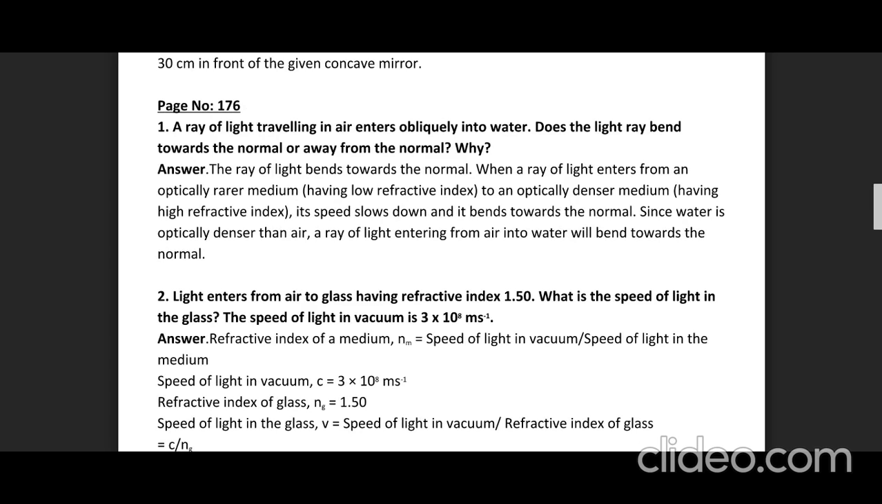Next is, a ray of light traveling in air enters obliquely into water. Does the ray of light bend towards the normal or bend away from the normal? Why? The ray of light bends towards the normal. Why? Because when a ray of light enters from an optically rarer medium to an optically denser medium, its speed slows down and it bends towards the normal.